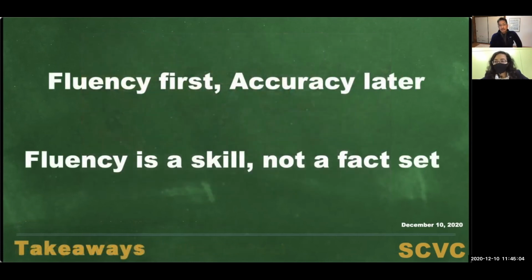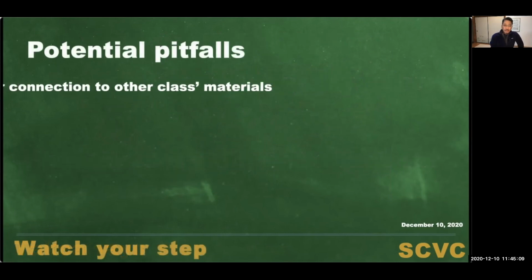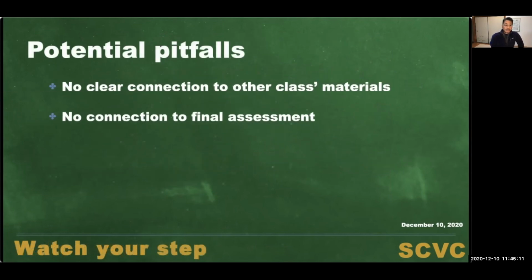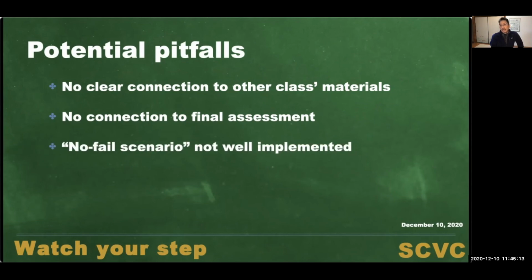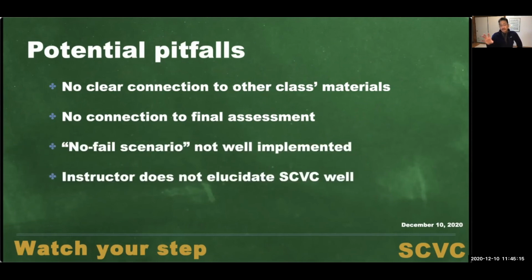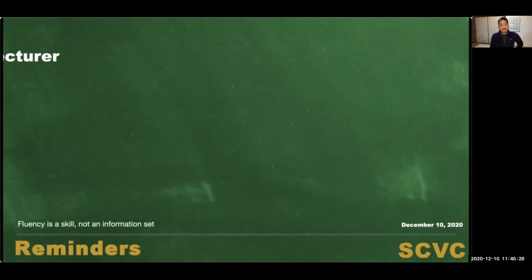Fluency first, accuracy later. It is a skill, it is not a fact set. There are potential pitfalls, and I'll just go over them very quickly. You've got to connect this to your materials. You have to start working with the JTE and the ALT together to figure out what to do in the speaking classes so that then it enhances their ability to remember what it is that they're doing out of their textbooks, okay?